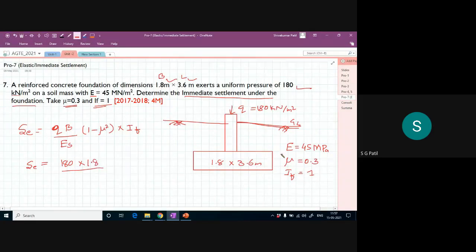divided by Young's modulus. Young's modulus is 45 megapascal. Since this is in kilonewton and this is in kilopascal, I have to put this also in terms of kilopascal. That means 45,000 kilopascal into 1 minus 0.3 square into, what is the influence factor? The given 1. Calculate how much. Tell me the answer.